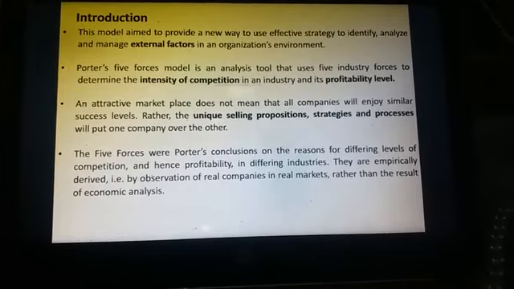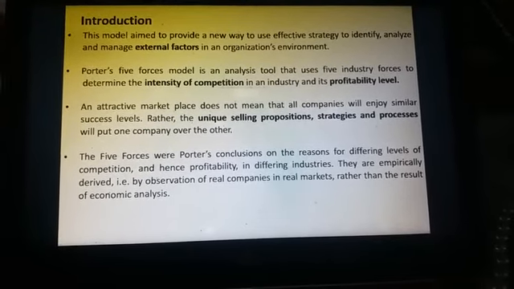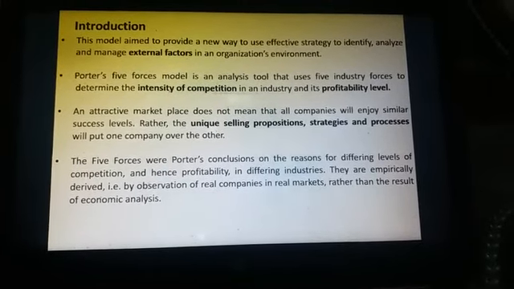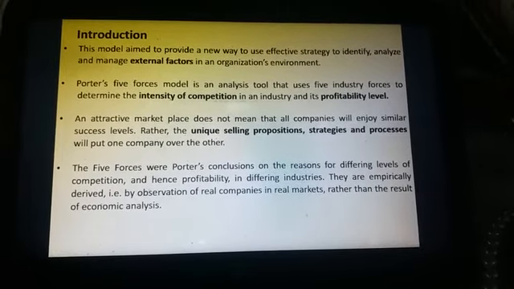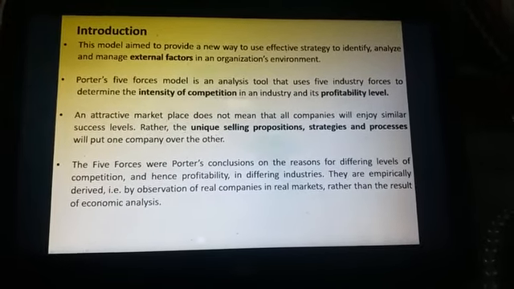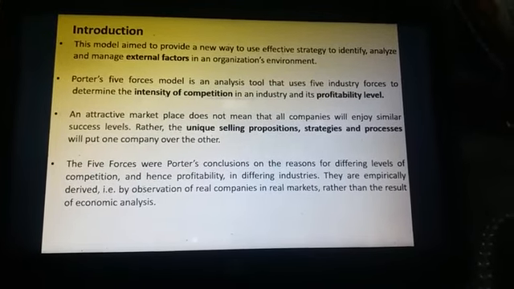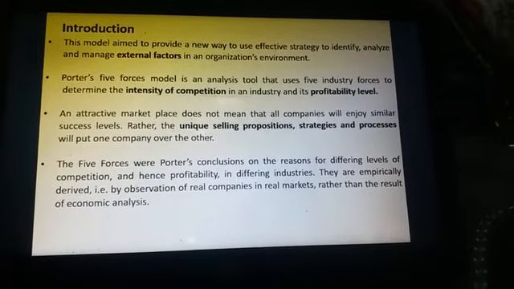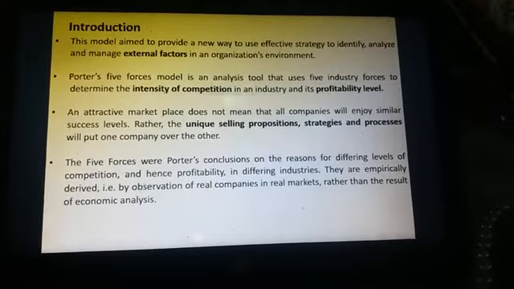An attractive market does not mean that all companies will enjoy a similar success level. Rather, how about the unique selling proposition? What is the USP? What is the competitive advantage? Why am I here in the industry? What is my extra point which makes me different amongst my competitors? What strategy and what processes will put one company over the other?